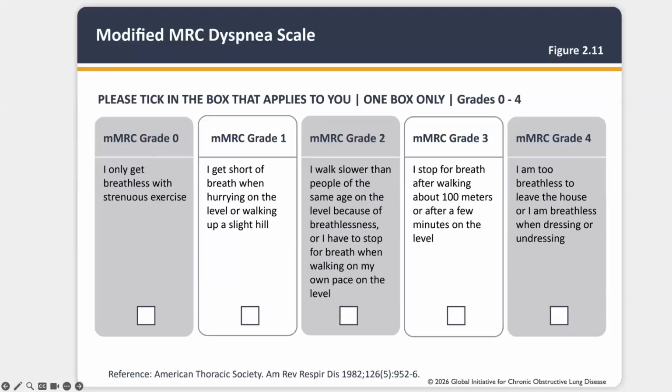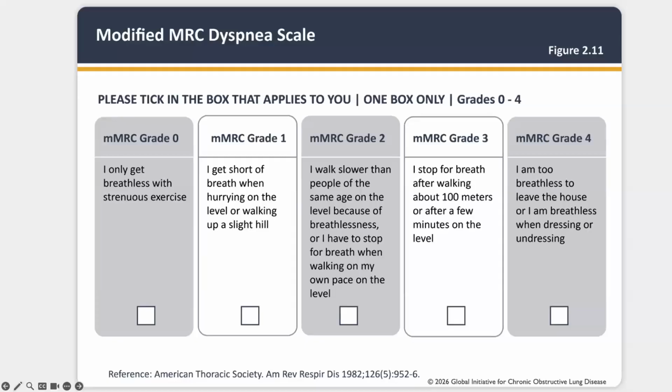It's a simple tool that scores from 0 to 4. 0 represents breathlessness only during strenuous exercise, which, heck, don't we all get breathless when we're doing strenuous exercise? And then a number 4 would indicate being too breathless to leave the house, or maybe even breathless when just dressing or undressing, doing your normal activities.